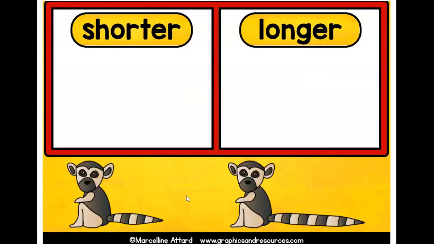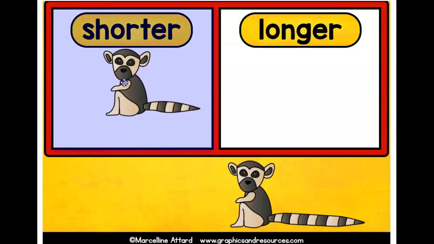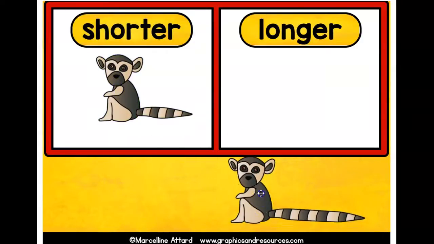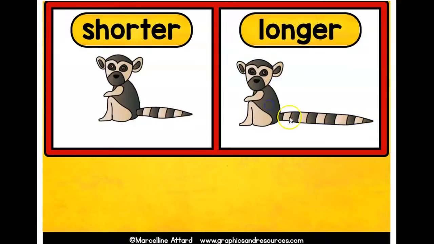Now you think about it. Which lemur has a shorter tail? Which one has a longer tail? Think about that. Point to it on your screen. Which one is shorter? Now, which one is longer? I bet you said this one has a shorter tail and this one has a longer tail. And you're exactly right. Woo woo!